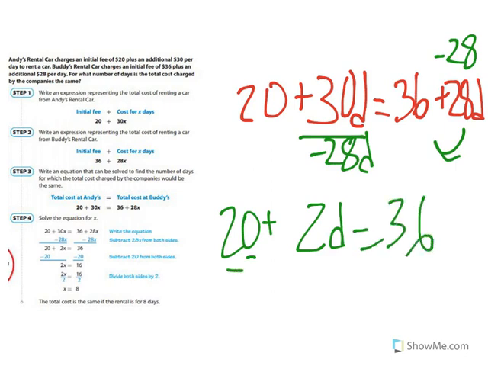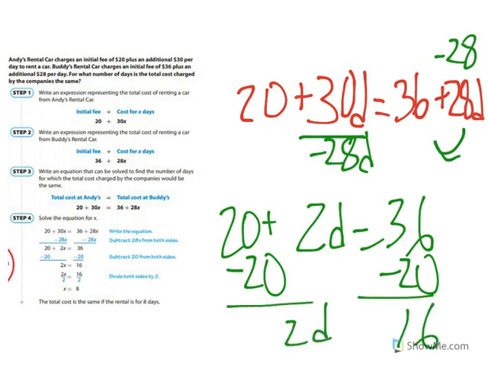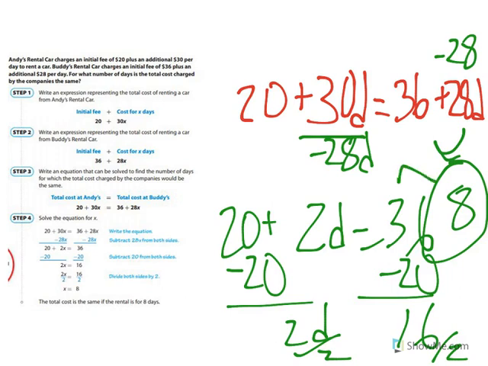Now I want to move that 20 to the other side, so I do that here. So I have 16 equals 2D. Now I need to divide both sides by 2. And so I have D equals 8. All right, so that is 8, on the 8th day, there will be the same amount of costs. And so you would use this now to make your decisions, right?